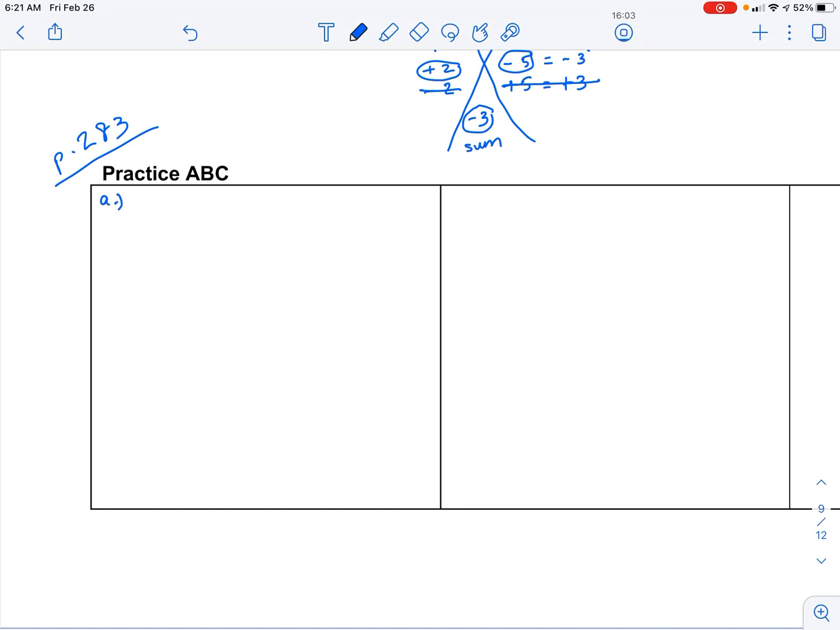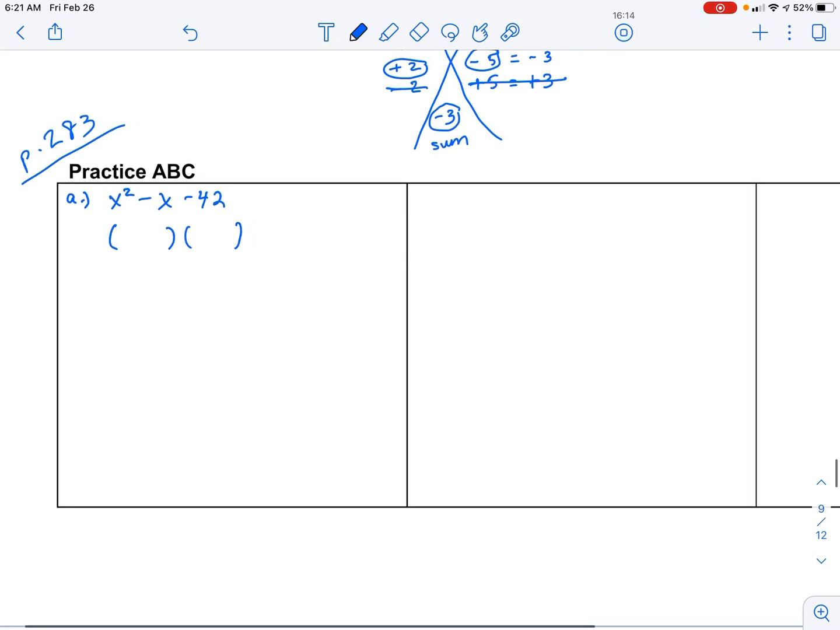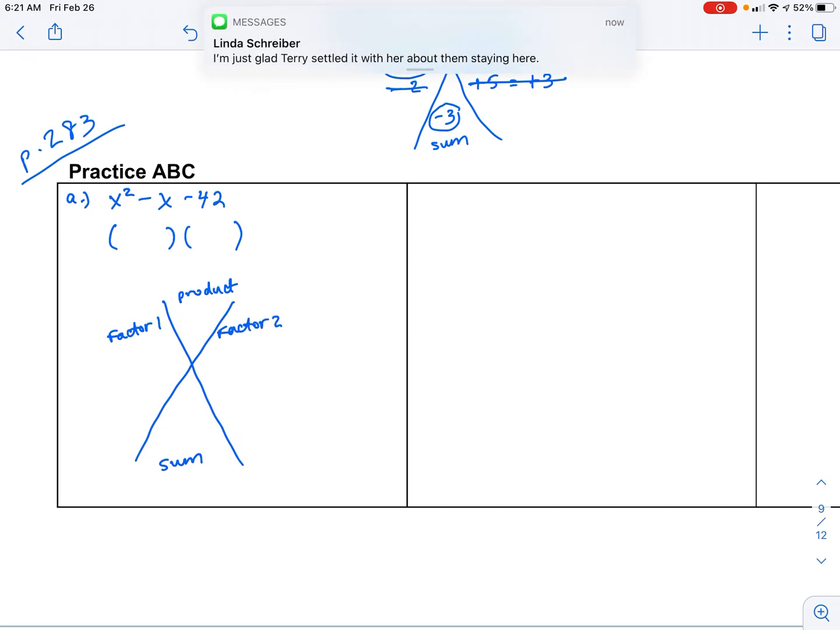So the trinomial for letter A is x squared minus x minus 42. Okay, we want to work backwards to find what were those two expressions that we need here. So I'm going to build in my nice little diamond, and I'm going to put product up here, sum down here, factor number 1 here, and factor number 2 here.